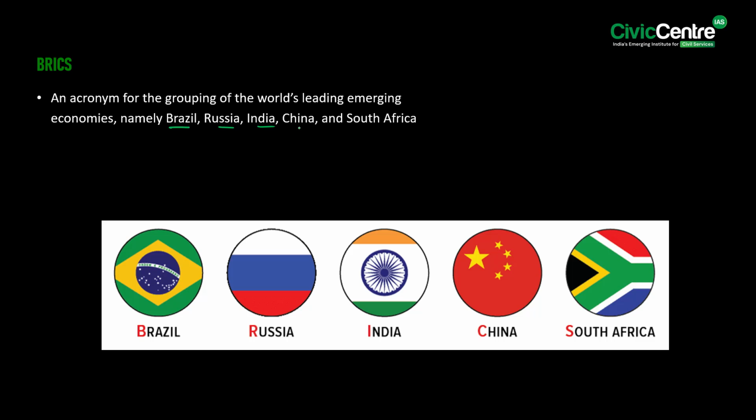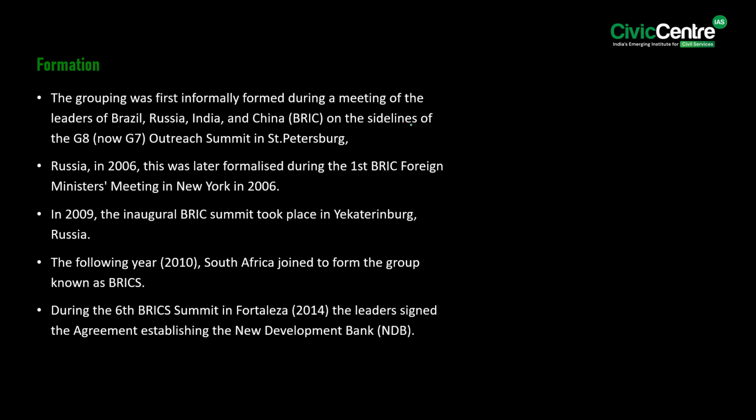If you look at the formation of BRICS, the grouping was first informally formed during a meeting of the leaders of Brazil, Russia, India, and China. In short, that is the BRIC. This was on the sidelines of the G8, now the G7, Outreach Summit in St. Petersburg, Russia in the year 2006. Later, this was formalized during the first BRIC Foreign Ministers meeting in New York in 2006.